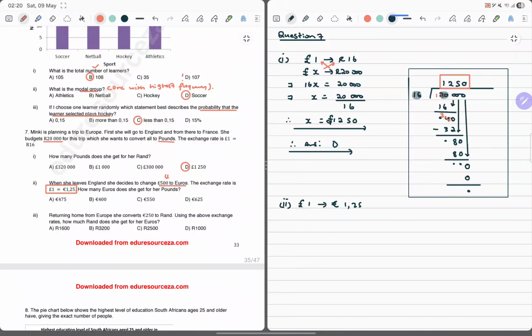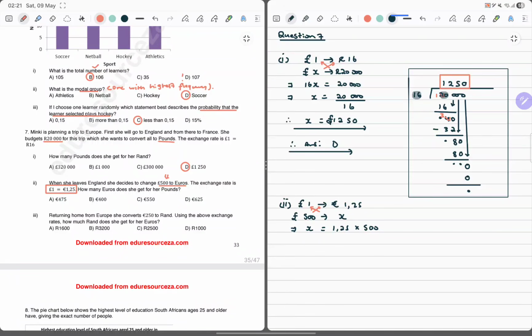Euros. How many are they? 1,25. Oh, okay. Now, how about 500 pounds? X. Nice and easy, guys. Cross multiply. It gives us what we want. So this implies that x is going to be equal to 1,25 multiplied by 500.